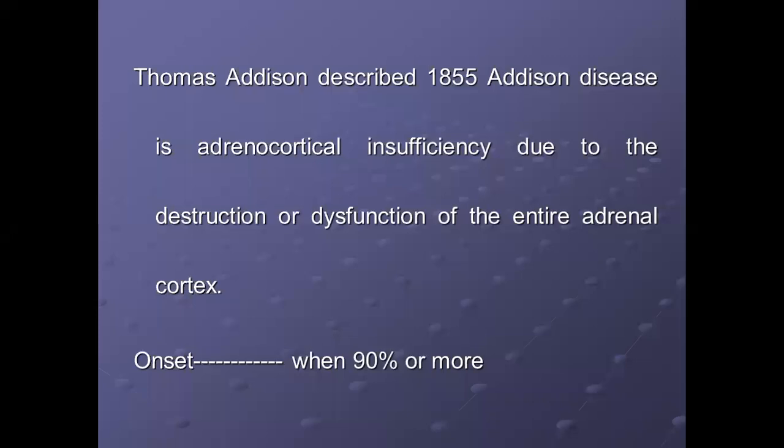There are two presentations. One is the primary chronic adrenal insufficiency, and the second is acute adrenal insufficiency. That's the emergency condition. The primary one is slow.